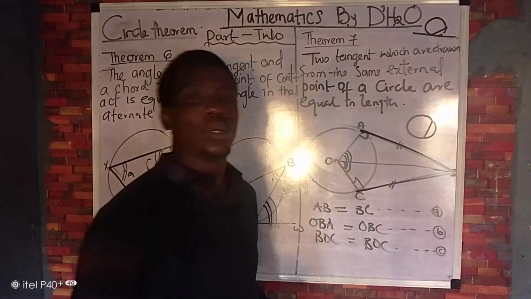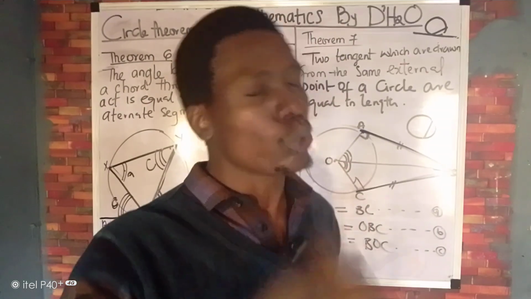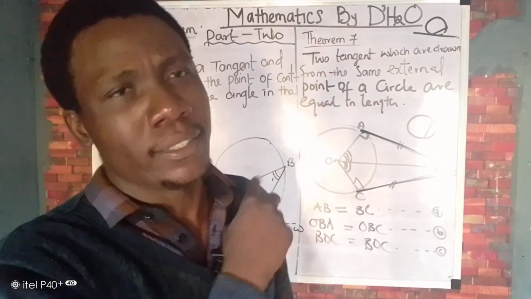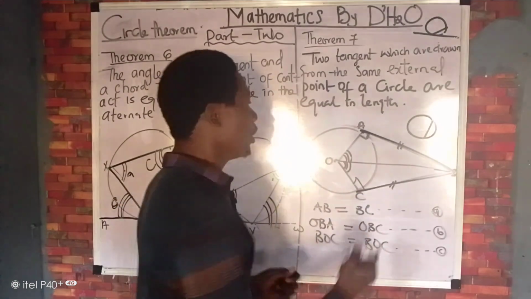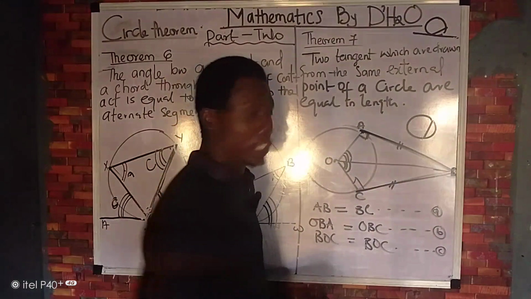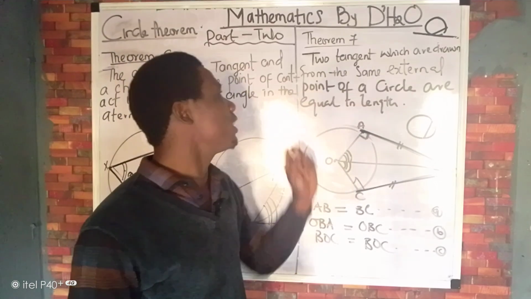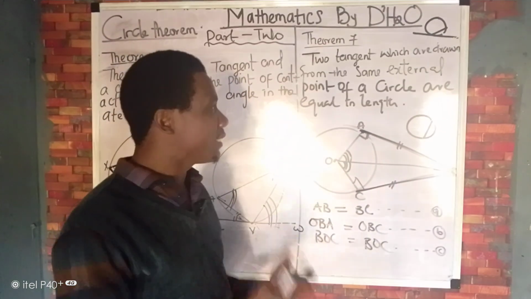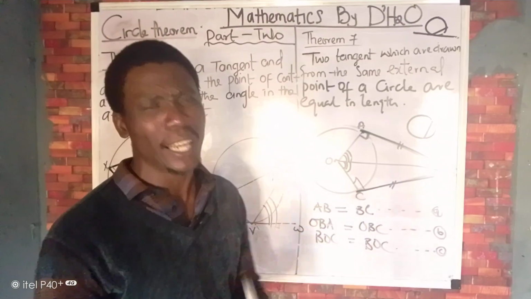Please, I want you to know that if two tangents are drawn outside the circle to intersect, the two tangents will be equal in length. Yes, they must be equal in length in order for them to intersect at a point which we label as B. Now let's go over what the theorem says. Two tangents which are drawn from the same external point of a circle are equal in length.